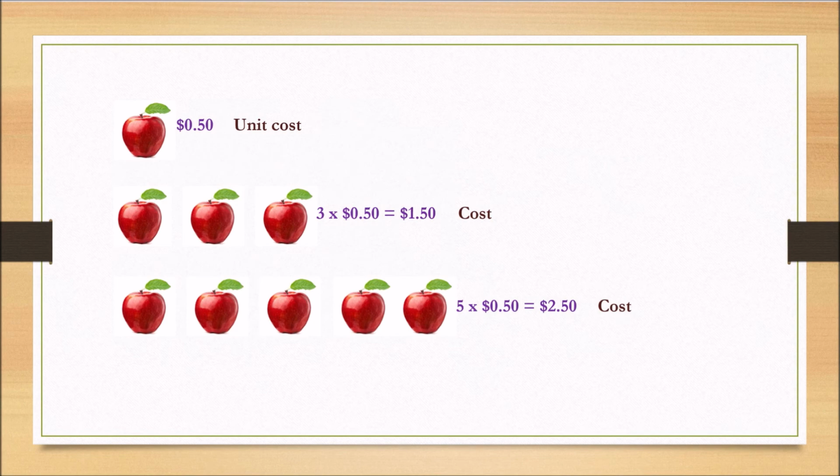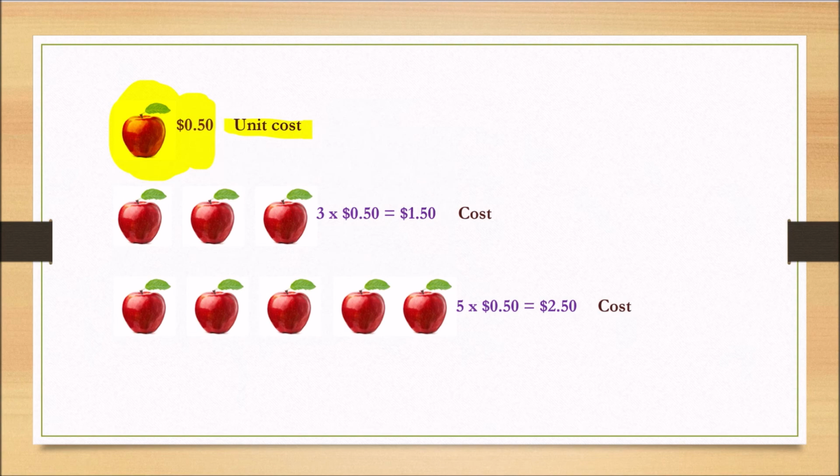Now, if you are buying apples, you go to NTUC and say, hey, one apple costs 50 cents. So I know that 50 cents is what we call the unit cost of an apple. Now, once you know the unit cost, you will be able to know the cost of apples, depending on how many you buy.